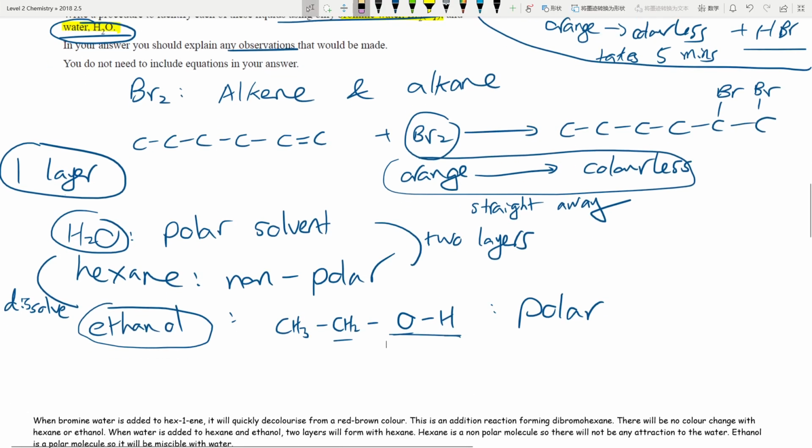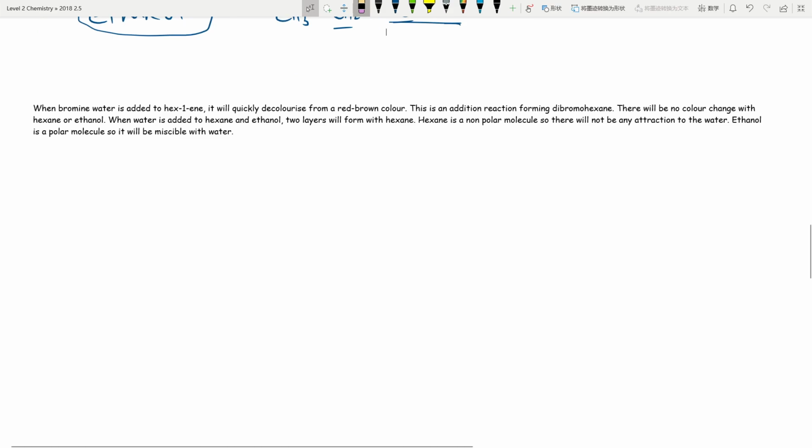Okay, so if we look at the answers, when bromine water is added, it will quickly decolorize from a red brown color into colorless. And this is a fast reaction. Now there's no color change with hexane or ethanol. However, with hexane, if you put the solution under UV light, it will actually undergo the color change in about 5 minutes. But when water is added to hexane and ethanol, you see 2 layers with hexane because it's non-polar. There will be no mixing, no attraction.